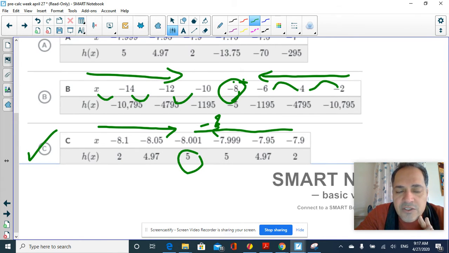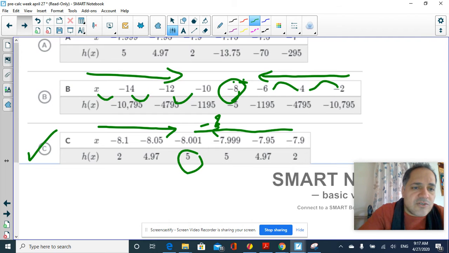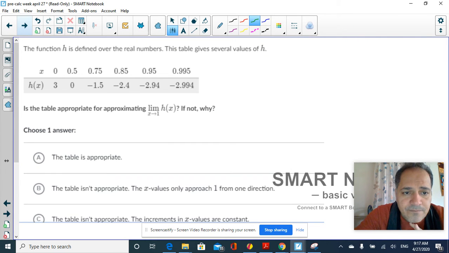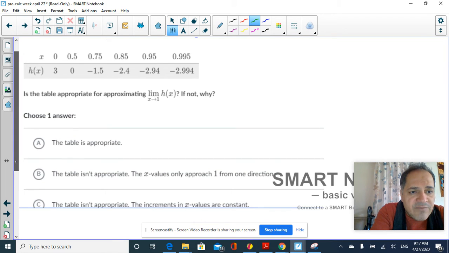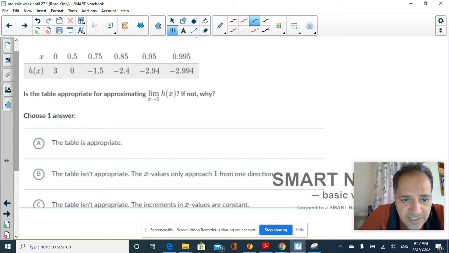Okay, so if you look at the second question, we have the function h of x, and this is the table you have. Look at this table and look at the multiple choice and give me the answer. When x tends to what? To 1. Okay? And when x tends to what? To 1.